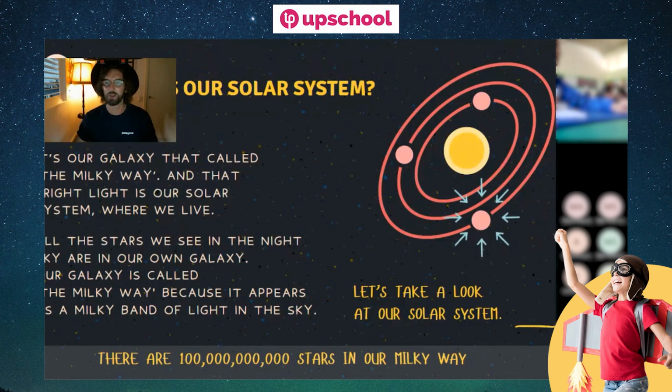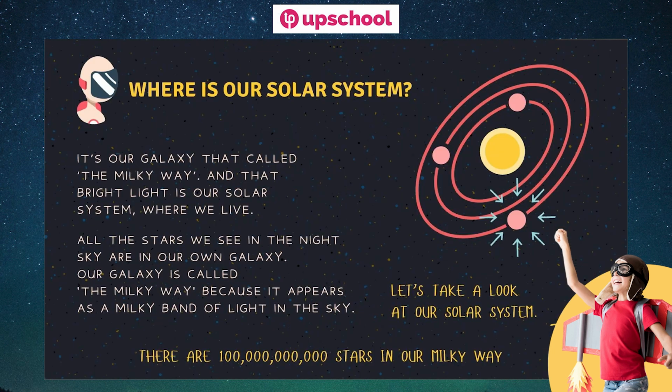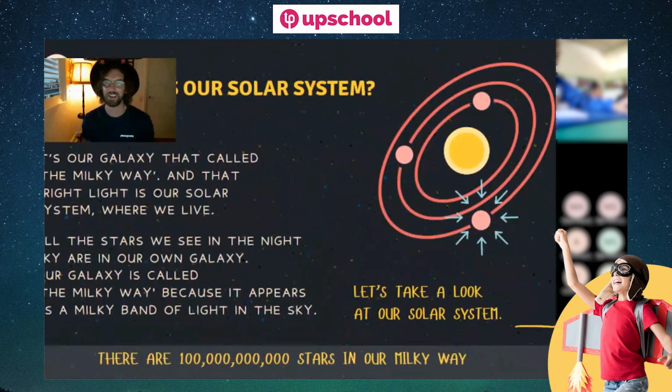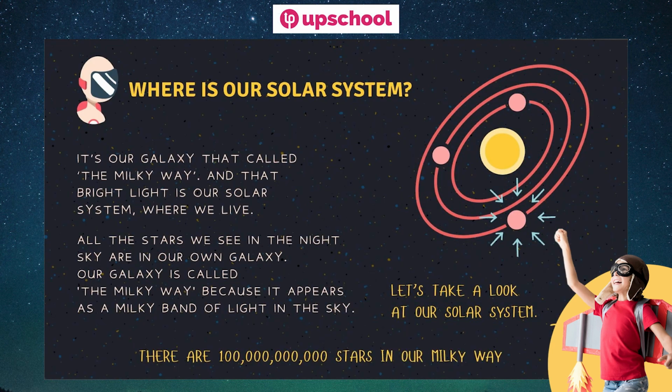This is absolutely amazing. Now, the first thing is, it's our galaxy that's called the Milky Way. We live in a place called the Milky Way. You might think to yourself, I live in India, I live in America, I live in China. Well, actually, you don't. You live in the Milky Way. It's a bright light in our solar system. That's where we live, by the way. You can see the diagram on the right-hand side.